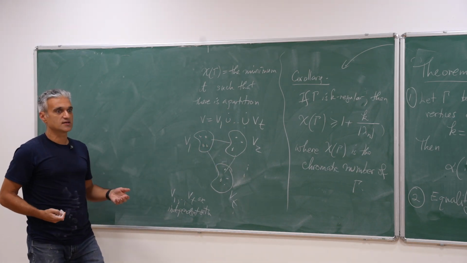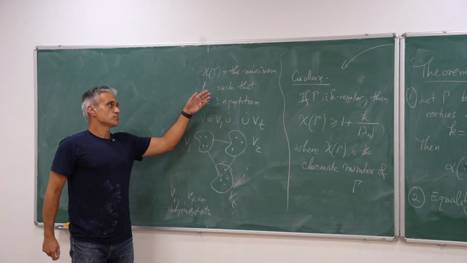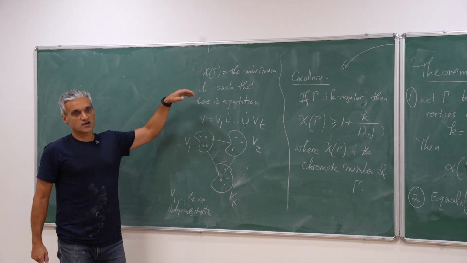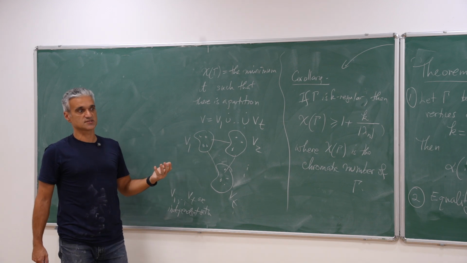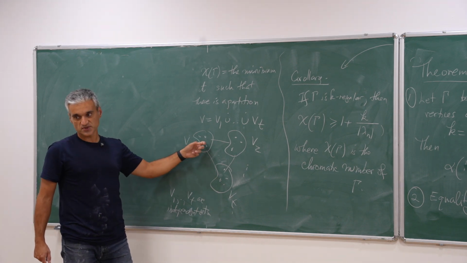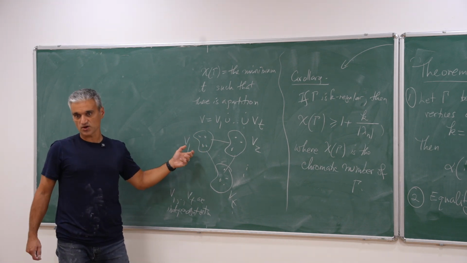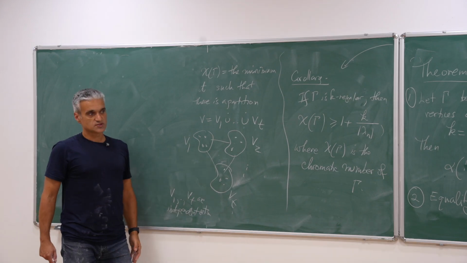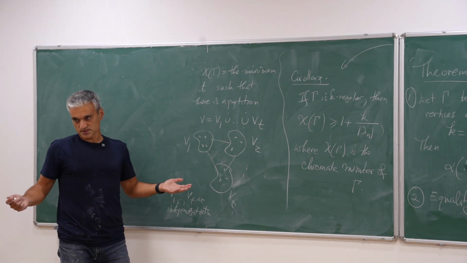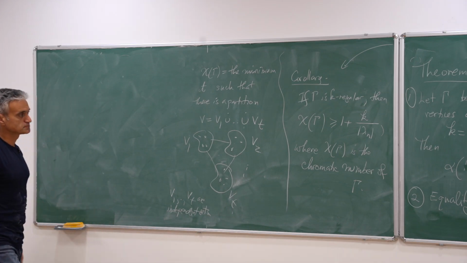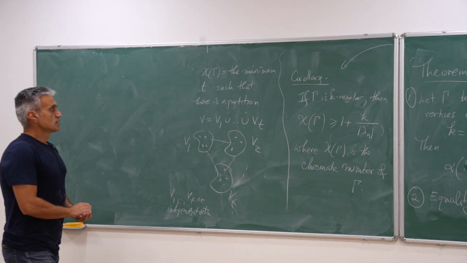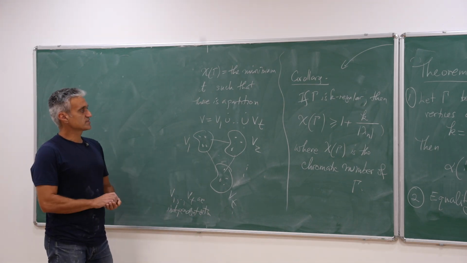Equivalently, it's the minimum number of colors with which you can color the vertices of the graph such that any two adjacent vertices get different colors. So the vertices in V1 will get the same color, and there's no problem. So color classes are always independent sets.